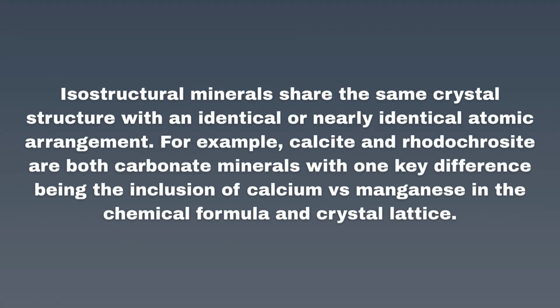Isostructural minerals share the same crystal structure with an identical or nearly identical atomic arrangement. For example, calcite and rhodochrosite are both carbonate minerals with one key difference being the inclusion of calcium versus manganese in the chemical formula and crystal lattice.